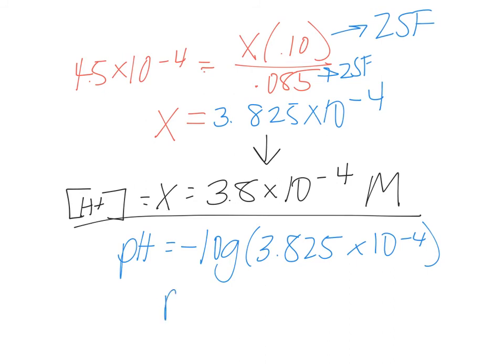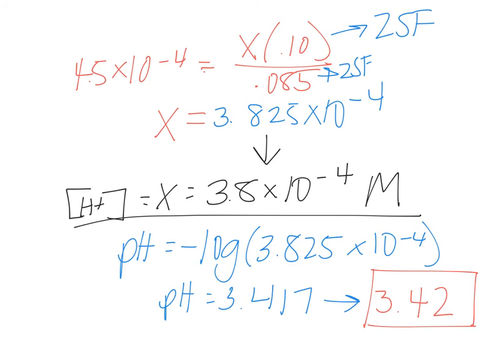And when we take the pH of that value, or when we take the negative log of that, we get 3.417. But because we want two significant figures, we want two numbers past the decimal, so we get 3.42. Okay, so there is the pH when we have the common ion.